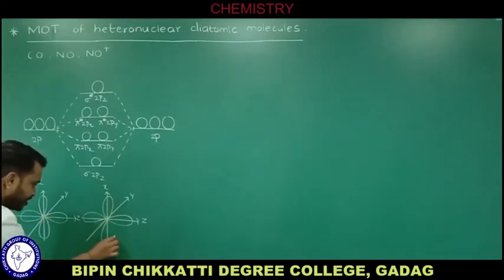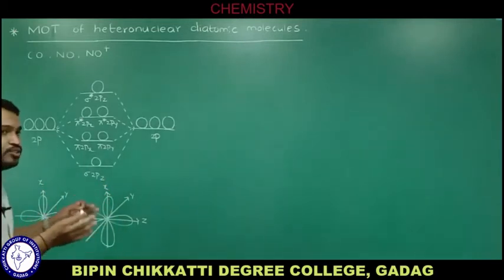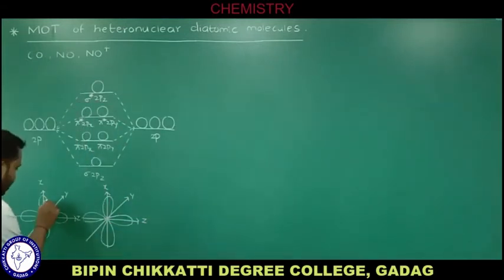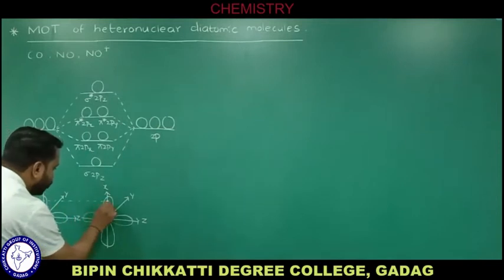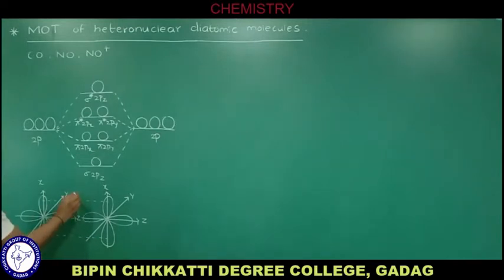So, now, for Px, this orientation is in this fashion, and Px's orientation is in this fashion, so head-on overlapping is not possible. Then sideways overlapping takes place. So this is how one lobe of Px is going to overlap with one lobe of the other Px, so that a pi bond is formed.